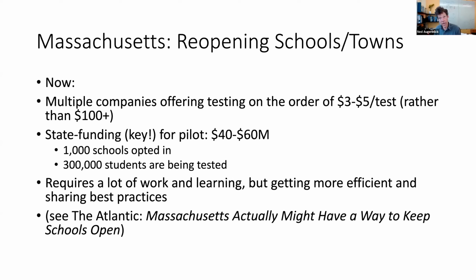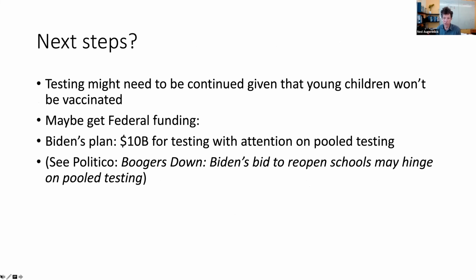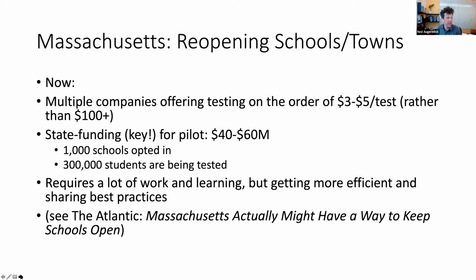The state started to see these pilots work and said, we'll provide funding for this to get schools back, recognizing the economics that John went through. They gave $40 to $60 million to do a 2-month pilot. That pilot runs out soon and we'll see how things continue. 1,000 schools opted in. 300,000 schools or students are being tested. And now it's getting better and better in terms of the best practices to make this work. And so that was validating in some sense to see, although, as you might imagine, the fact that I think we could have perceived that maybe this was even possible in the fall, it feels a little late, but it's great that it's actually working.